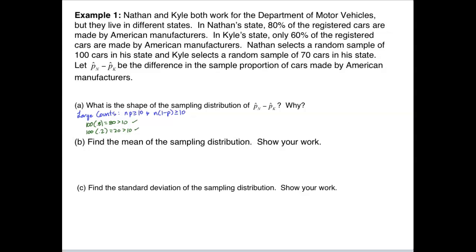And then let's do Kyle. So his proportion is 0.6, and his sample size is 70. So I'll do 70 times 0.6 is 42, which is greater than 10. Check. And then I'll have to do 70 times 1 minus 0.6, which is 0.4, which is 28, which is also greater than 10.